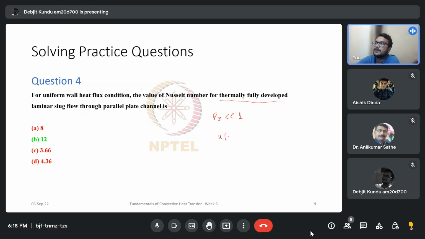So u at any y location would be equal to um, which is the mean or average velocity. That kind of uniform flow is called a slug flow or even a plug flow. In that case, the value of Nusselt number is 12, which is one of the higher values.